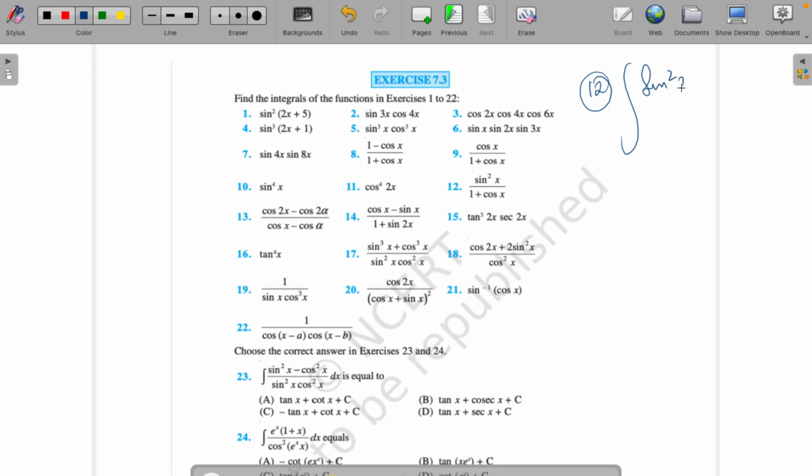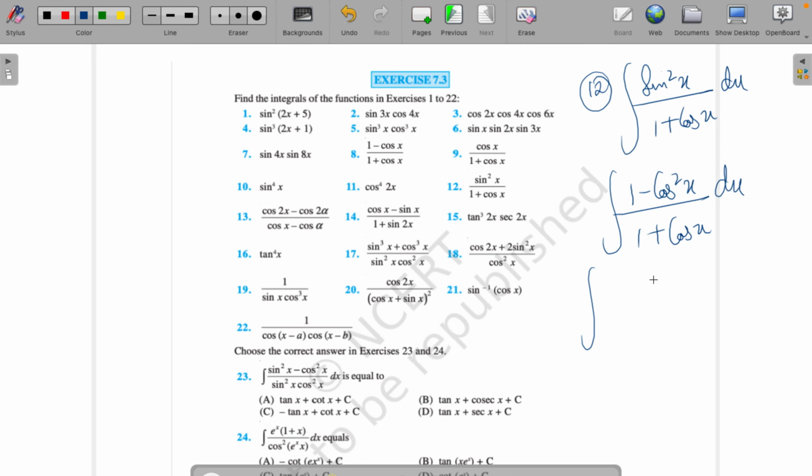Sine square x. Now can I write sine square x as 1 minus cos square x, children? And now you can just use the algebraic identity a square minus b square is (a minus b) into (a plus b), and cancel with the denominator and integrate. That is how you will go about question number 12.